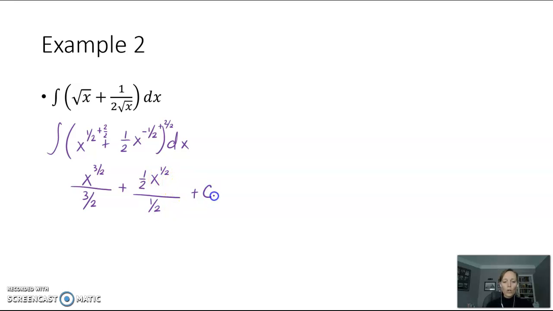And don't forget there's always a plus c when we do an antiderivative. I will tell you on the AP test that plus c will get you. You'll lose points if you don't put a plus c on a free response, so just keep that in mind.